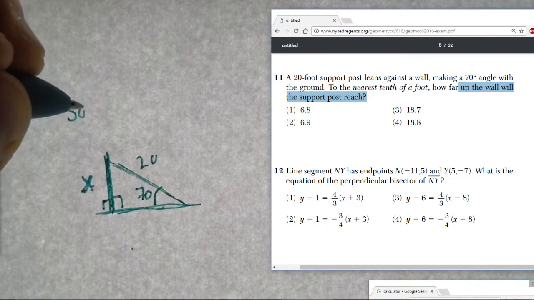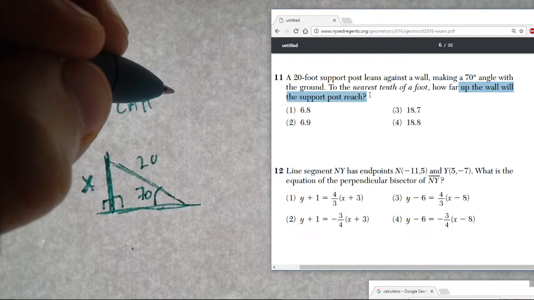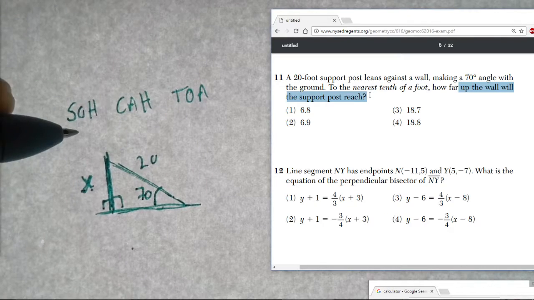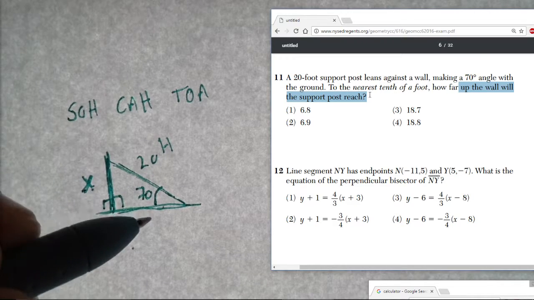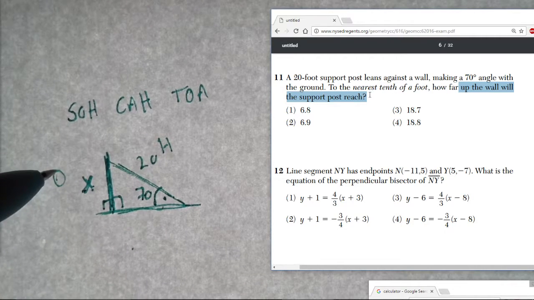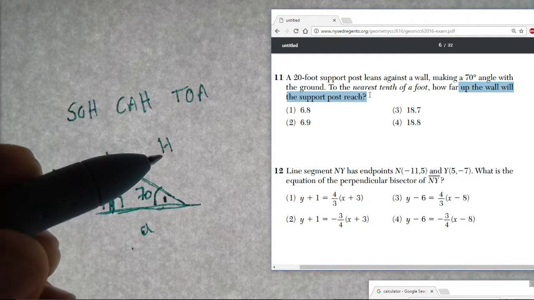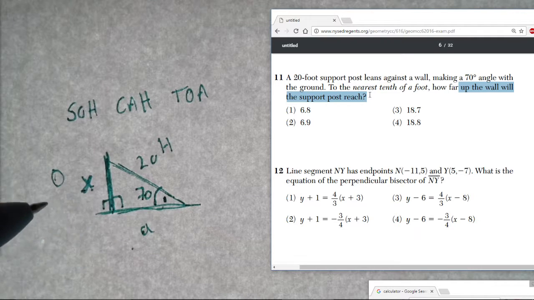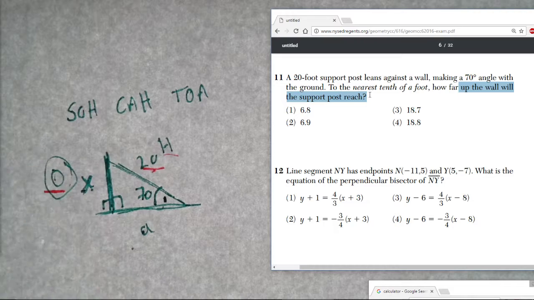For these, I like to write it out just to make sure I don't make a mistake with my opposite, adjacent, hypotenuse stuff. So SOHCAHTOA. Here I have the hypotenuse. This is the angle I care about, so opposite from it is over here. And adjacent is the one that's next to it. That is not my hypotenuse. I'm using O for opposite because I want my opposite, and I have the hypotenuse, so that means I'm going to use SO.